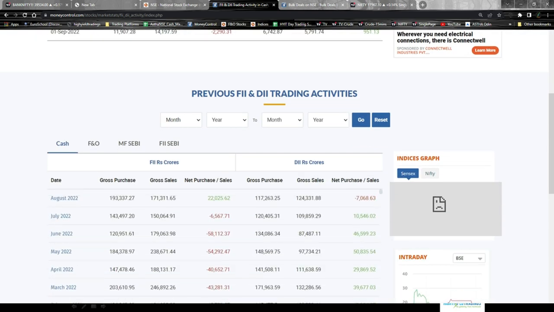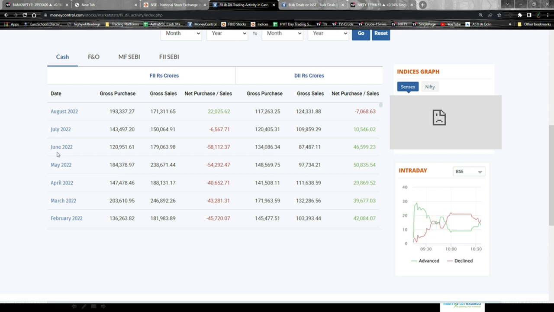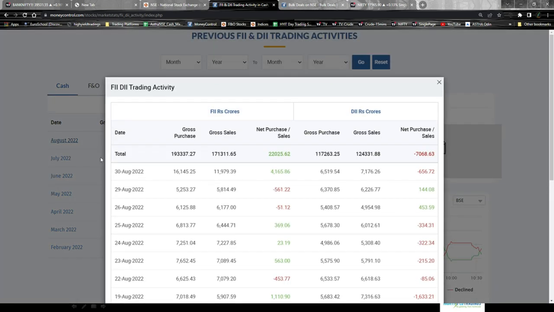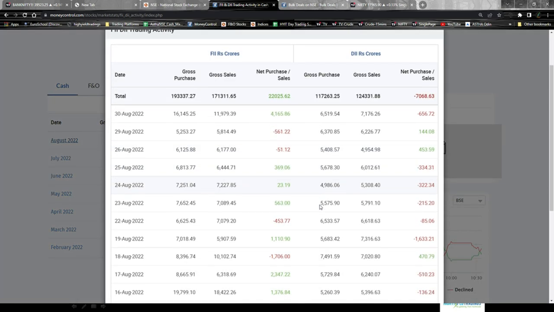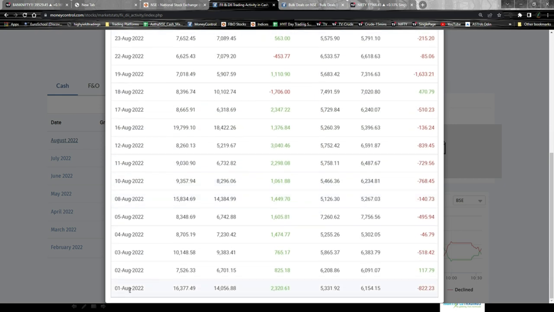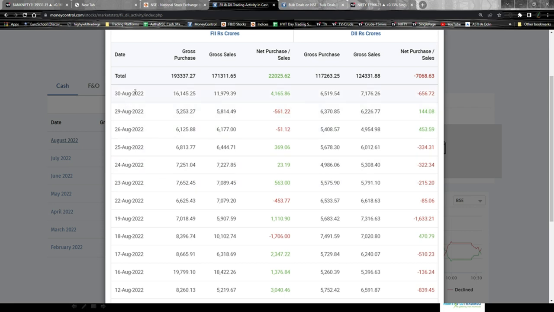Okay, now here, as you can see, you get the complete data for the rest of the months. And let's click on August 2022. If you click on August, you get the complete data on a date-wise basis, starting right from 1st of August to 30th of August. And as you can see here, this is the net buy sell for FII, and this is the net buy sell for DII. Now, what has been seen is there are three scenarios.